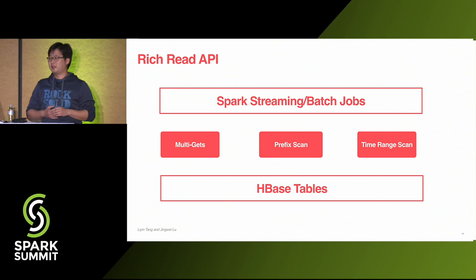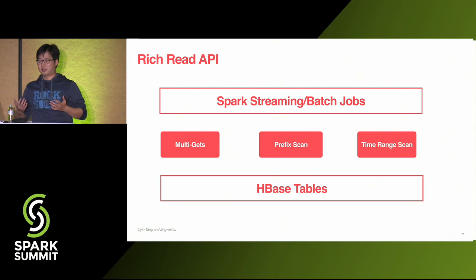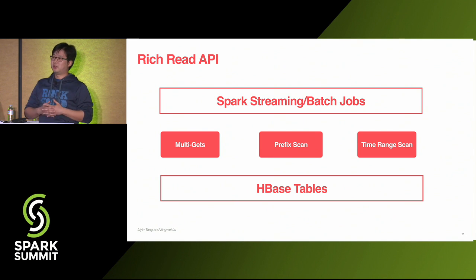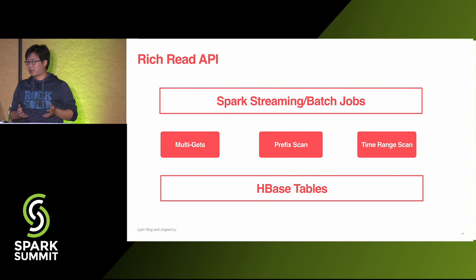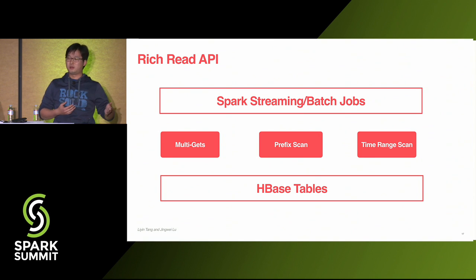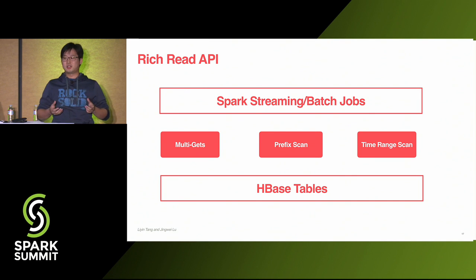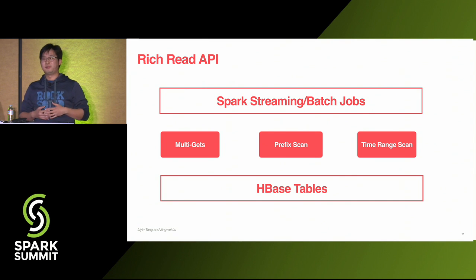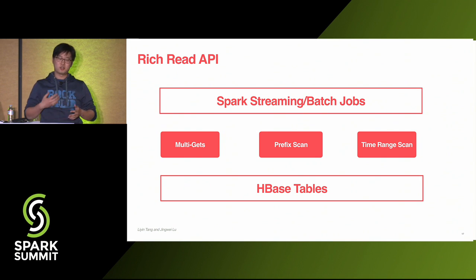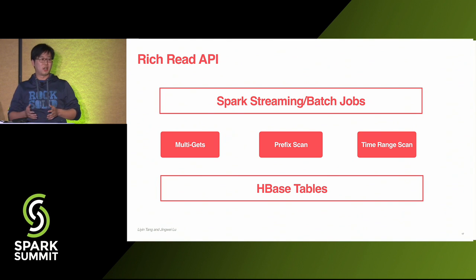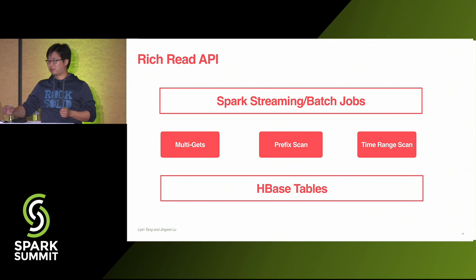For the read API, there's a rich set of APIs we can choose from: multi-get for point lookups, the prefix scan, the long range scan, and the time range scan. Users can choose the read API based on the application logic and the table schema. And we have a few other slides later to share use cases, how we use these APIs to compute a long window, like a moving average or a long-window unique count.